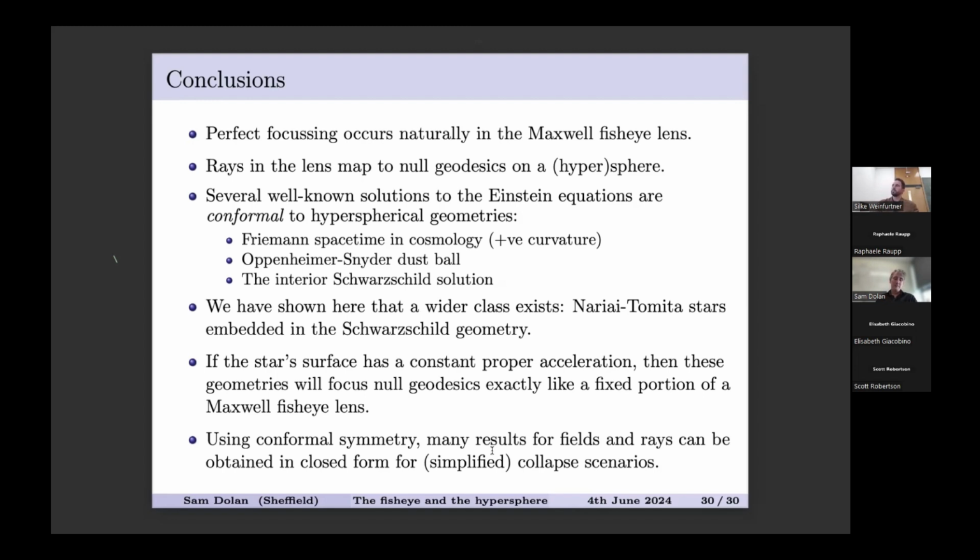And if you want to do some calculations, for example, for rays or fields on these spacetimes, then what I'm saying is you can go ahead and do it using the conformal symmetry to simplify calculations in many collapse scenarios.